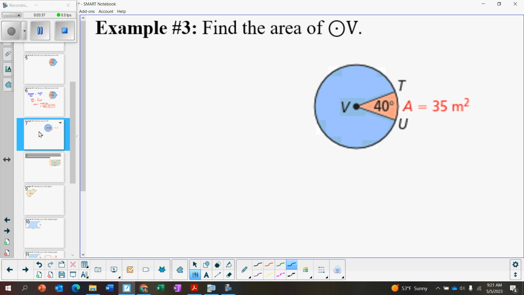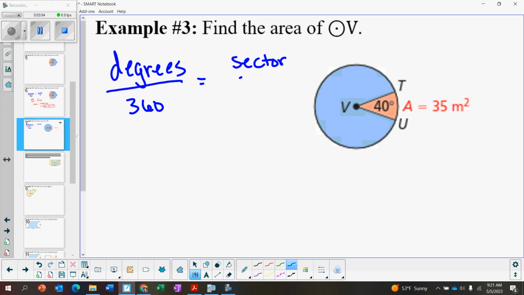For example 3, we want to find the area of the whole circle. We don't know what the radius is, but we do know how many degrees the sector is and the area of that sector. So using our formula, write it out once again: degrees over 360 equals the area of the sector over the area of the whole circle. I know degrees is 40. I know the area of the sector is 35. And I'm looking for the area of the whole circle, which I could just leave as a.